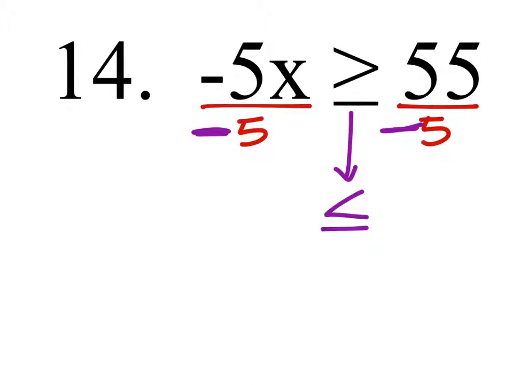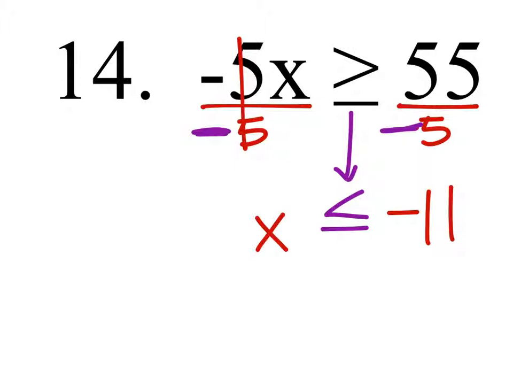Negative 5 divided by negative 5 is 1, that's 1x. And 55 divided by negative 5 is negative 11. Well, we're going to make that a phantom 1. And then we get x is less than or equal to negative 11. So this means that, and we can check on this one. We will check because this is the first time we've seen it. If you ever divide or multiply both sides of the inequality by a negative, flip the inequality.